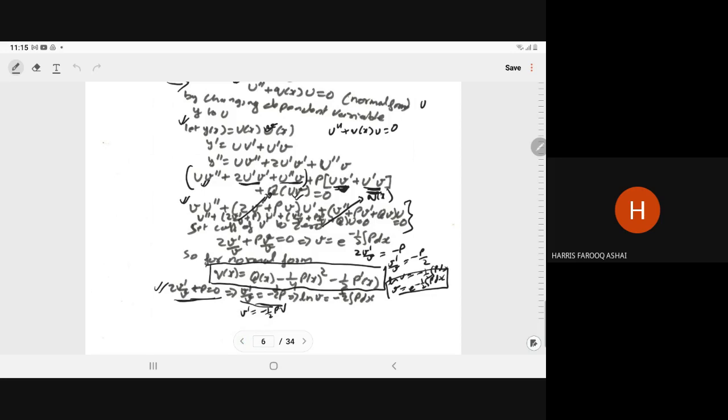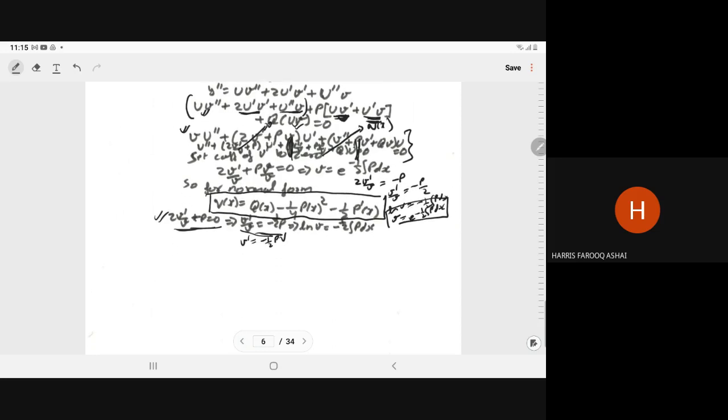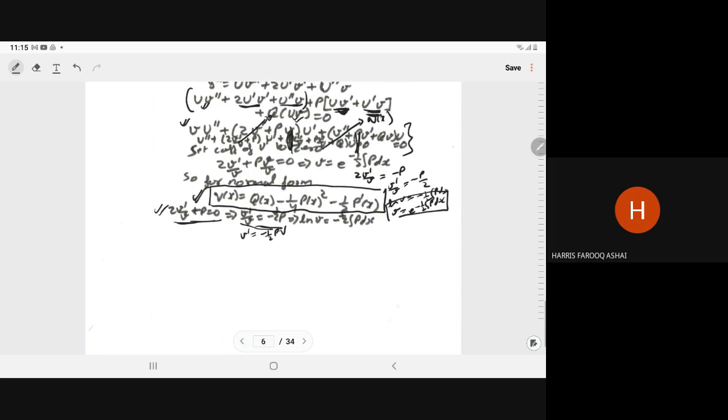In the derivation, I have told you this is the q. V double dash upon v plus p v dash upon v plus q. And from that formula we have derived that qx is equal to capital Q minus 1 by 4 p square minus half p dash. So it's up to you, no? You can use any formula.